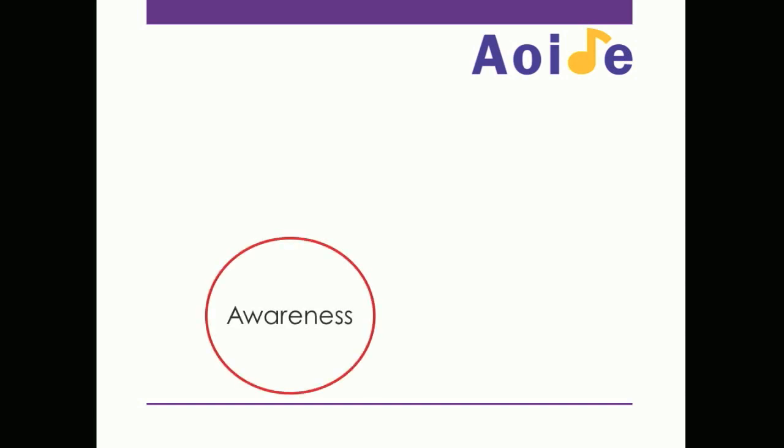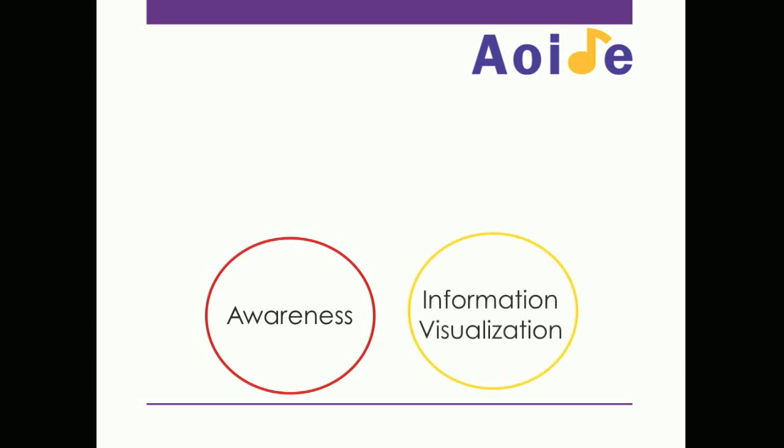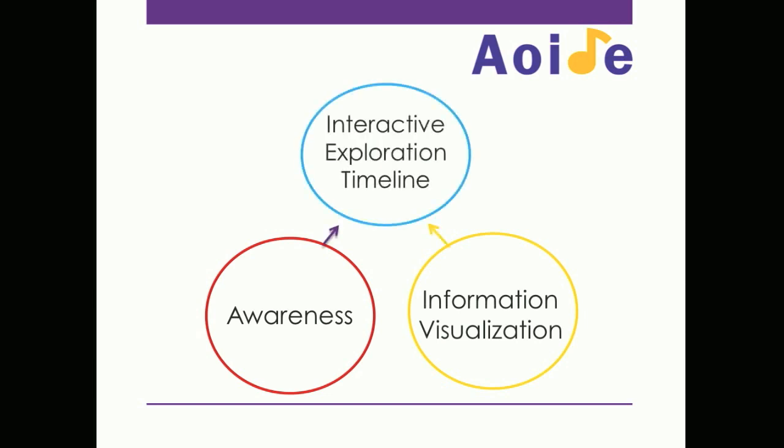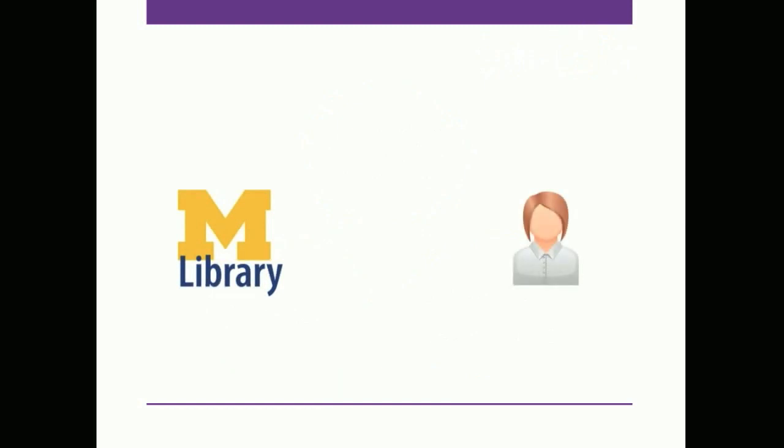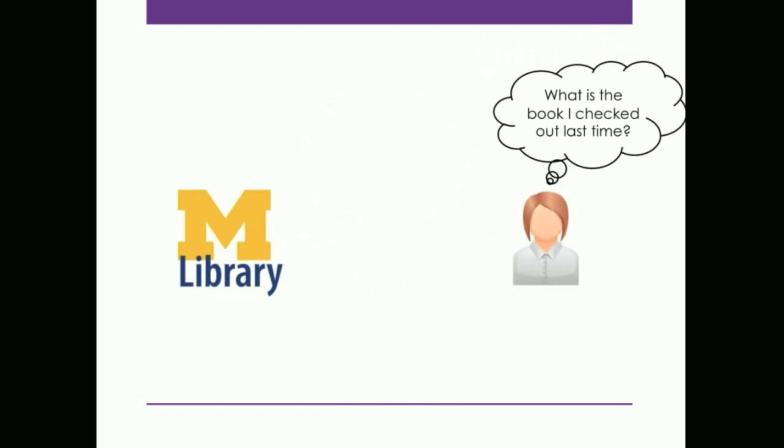Aoide is designed specifically with these concerns in mind. Some of the goals that we want to address in our design are to increase awareness of the audio collection that the MLibrary offers. We are also proposing a new method in browsing materials by generating visualizations that create an interactive exploration timeline. Users will be able to see their target album or artist in relationship to other similar genres of their selection.